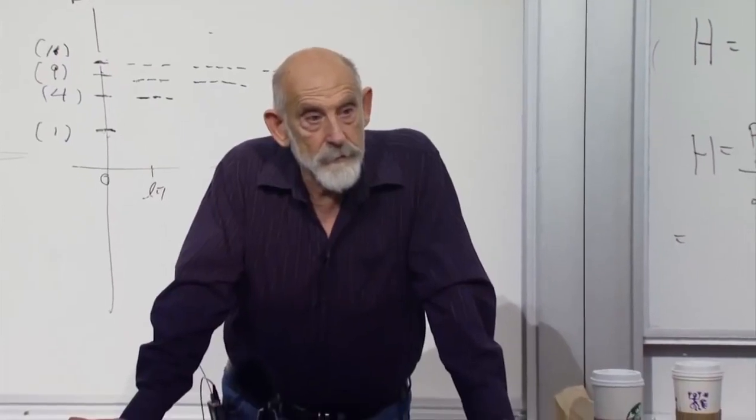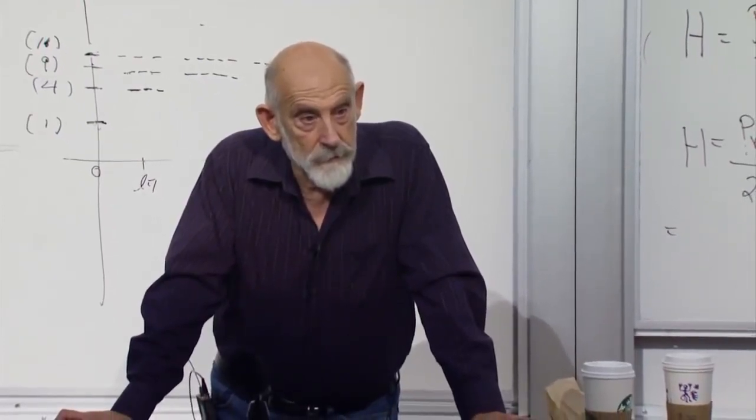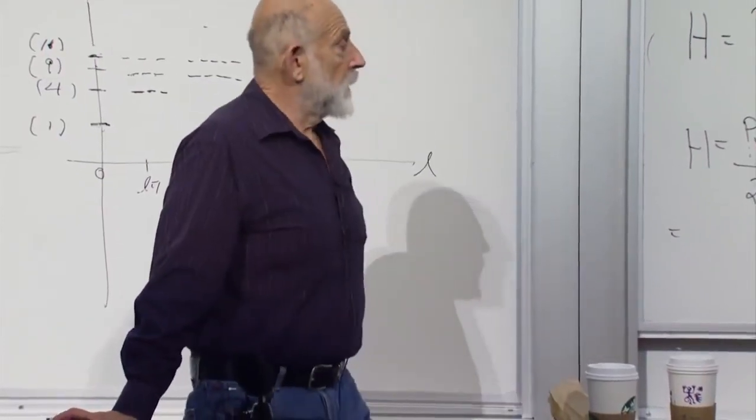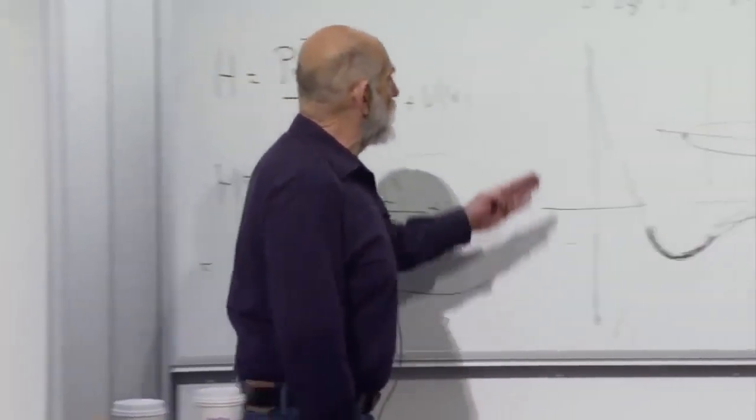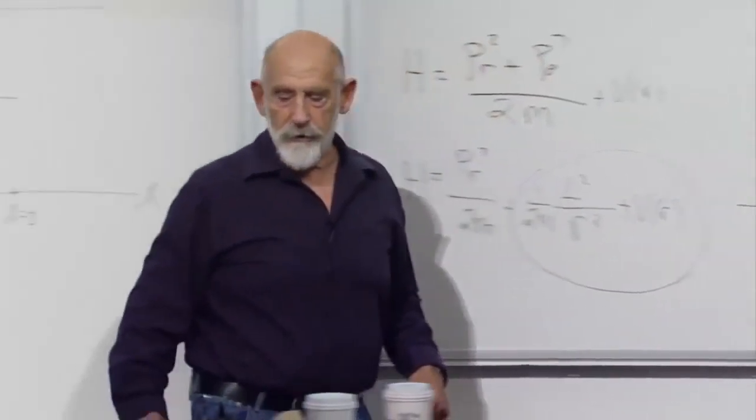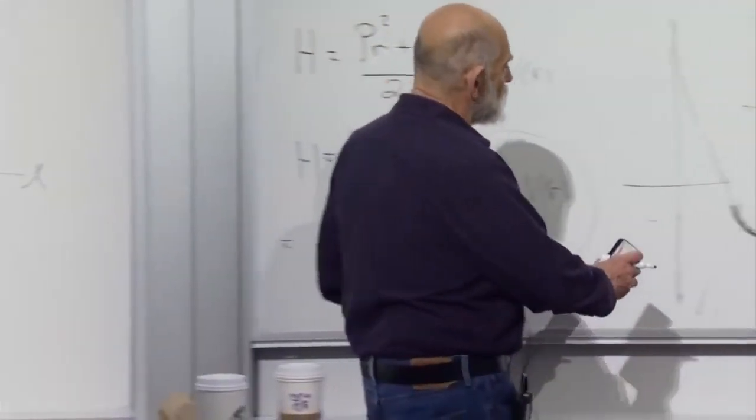When little l is 0, the shape is not like this, it's just the Coulomb potential, right? Oh, good. That's right. When L is 0, then there's no centrifugal barrier.